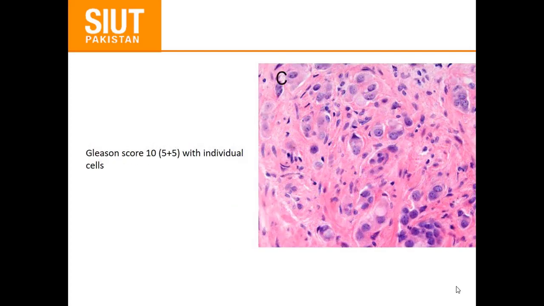Another high grade disease, this Gleason score 10. We cannot appreciate the glands here. So this is all pattern 5, with most dominant 5 and second most dominant also 5, with individual cells. Gleason score 10. 5 plus 5, 10.